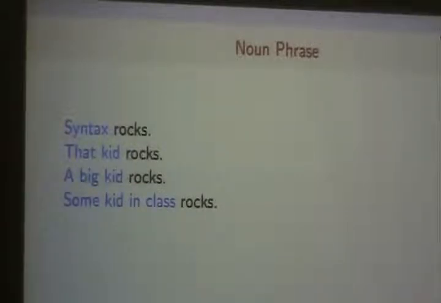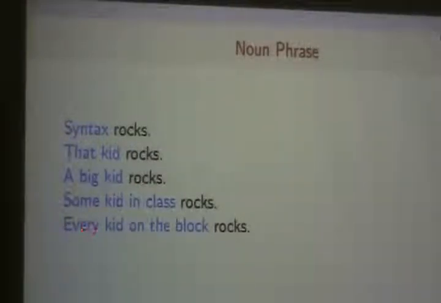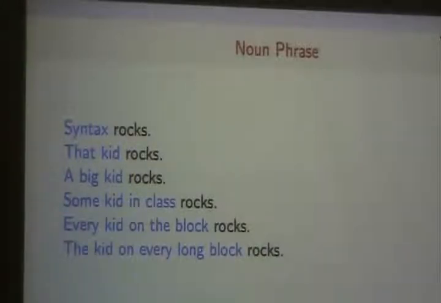Or I can take that first slot and put in there, and still get a grammatical arrangement of words, an English sentence, a determiner, that's what "some" is, a noun "kid," a preposition, that's what "in" is, and another noun "class." Some kid in class rocks. Another instance of the same sequence, though here I've got determiner, that's what "every" is, noun, preposition, another determiner, another noun: every kid on the block rocks. And I can keep doing this.